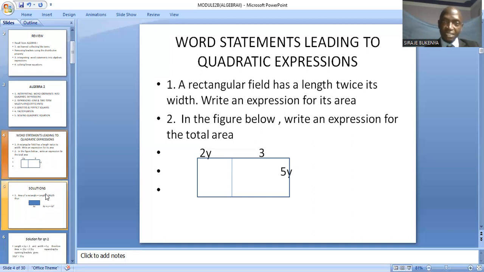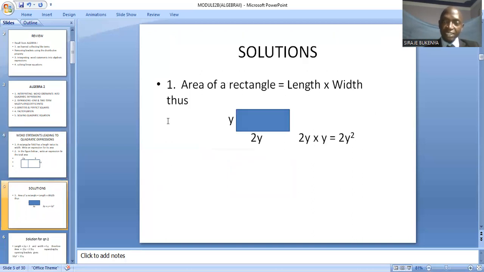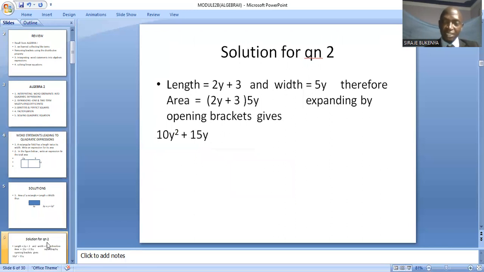So if they say, find the area of a rectangle whose length is twice the width. We know area is always length times width. So if the width is y, the length will be 2y. So if you say 2y times y, you get 2y squared, which is an expression showing the area of that rectangle. You can see it is quadratic.